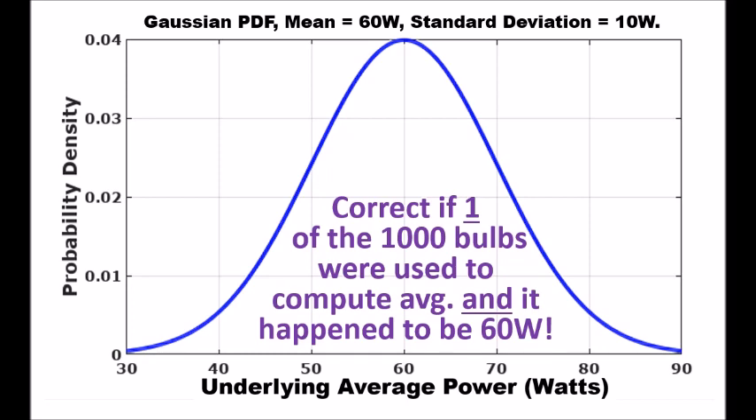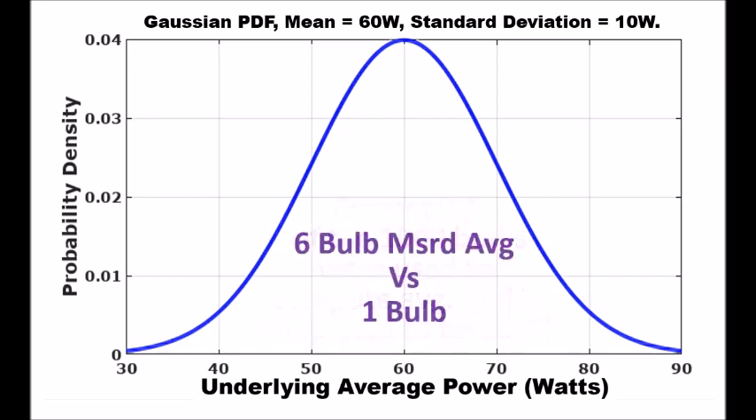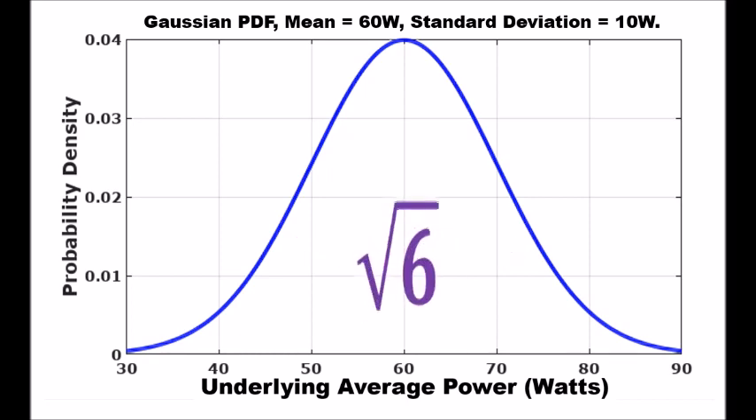So, I used 1,000 bulbs, an extreme case, to drive home a point. With our 6 actual bulbs, however, we're doing the same basic thing. We're taking our measured average from 6 bulbs, not 1 bulb. Therefore, we shouldn't be looking at the per bulb standard deviation distribution. Instead, we should be looking at the standard deviation distribution of 6 bulb averages, since we used a 6 bulb average. And it turns out that that distribution will be the square root of 6 times tighter.